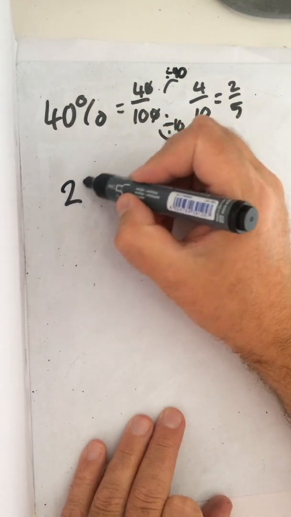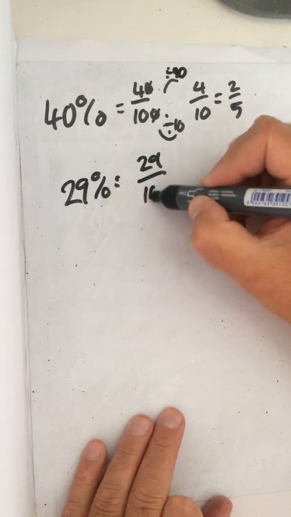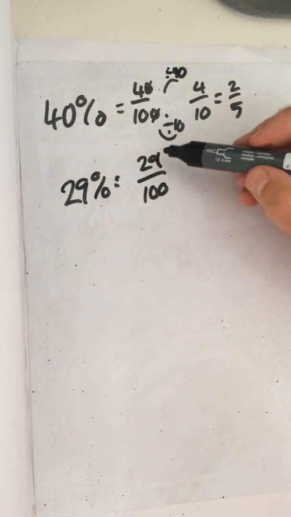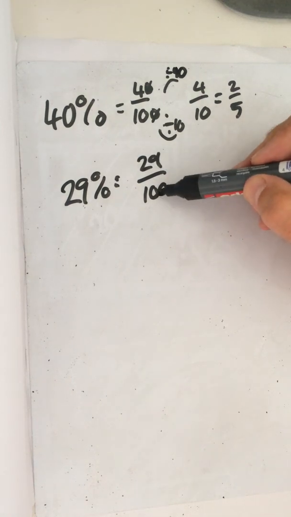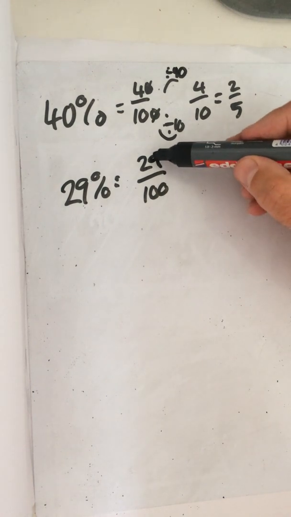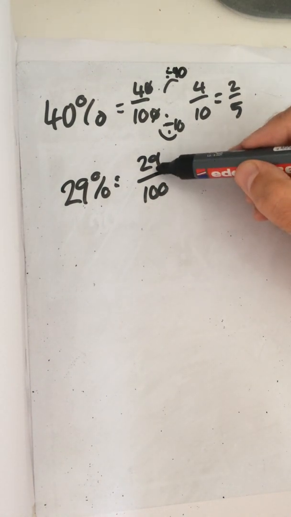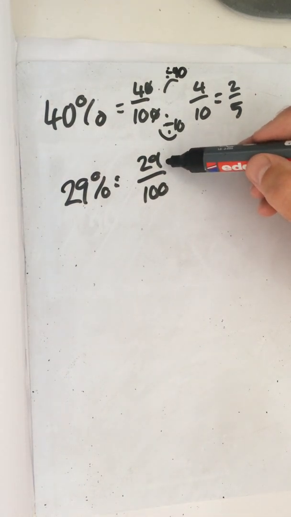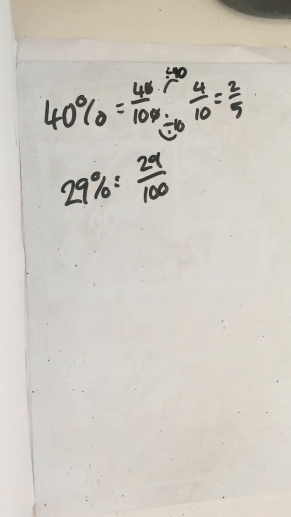So let's have a look at 29%. That's 29 over 100. Can I simplify this? What goes into both 29 and 100? 1 does, obviously, but that's not going to help us. Actually nothing else goes into it, because 29 is a prime number. So in that case, this is our answer. That's a nice easy one, because we don't have to simplify.